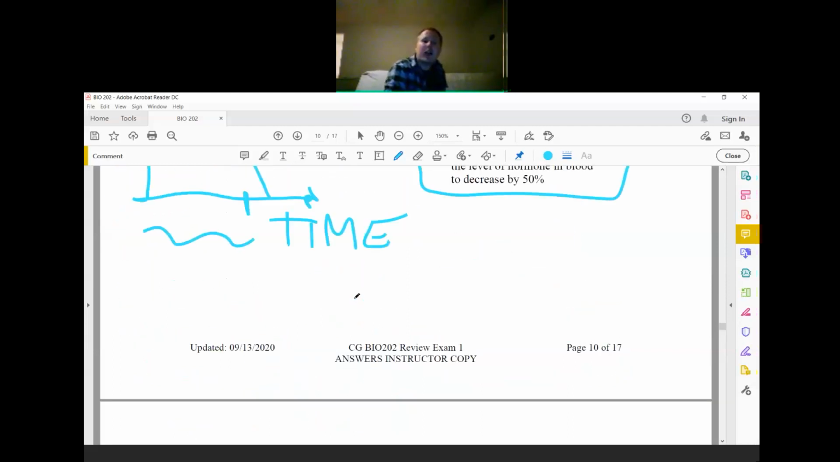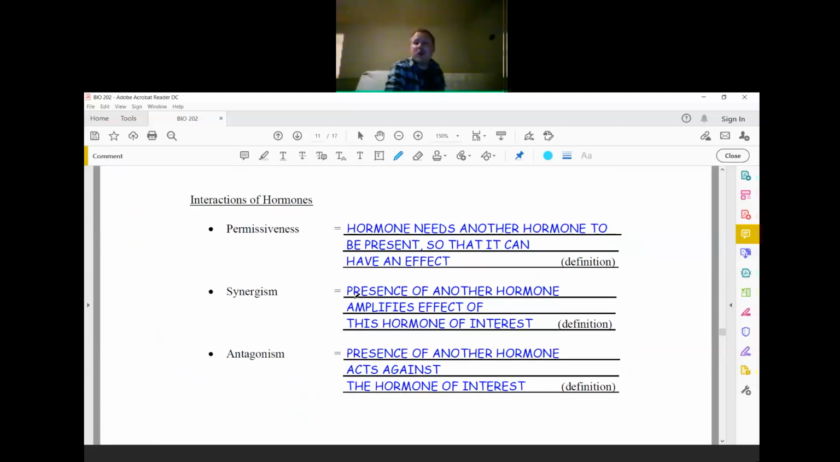One last concept in terms of the hormones and endocrine system is that hormones don't act alone. One hormone can have an effect on another hormone. And there are three different terms that we need to know here. I would encourage you to be able to match the term with the description. That would be a good thing for the exam. So let's have a look at these three different kinds of definitions.